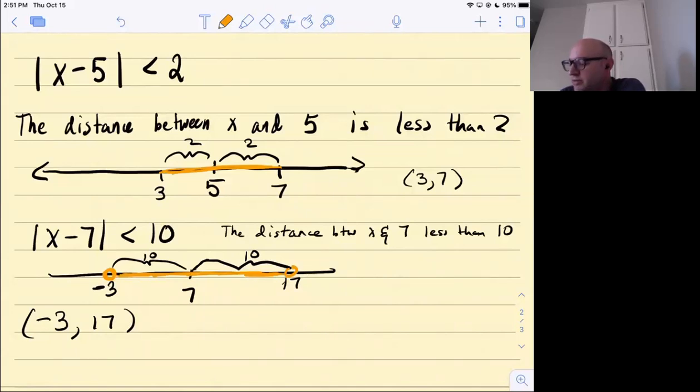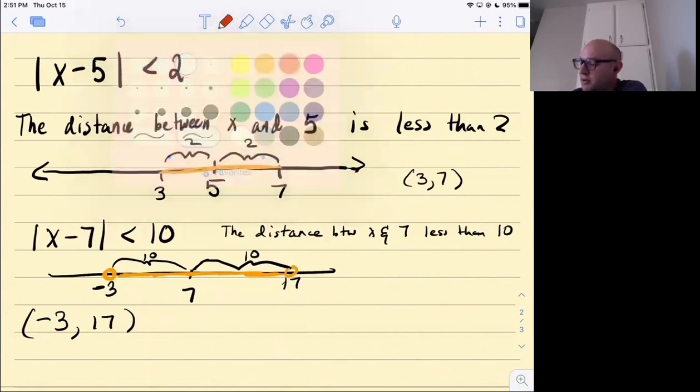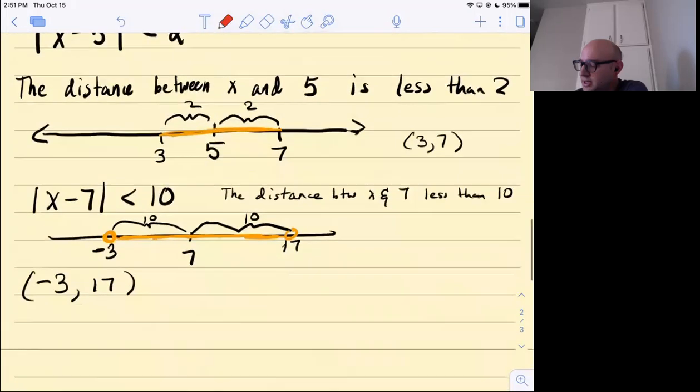Okay, now what if I change this answer? How would it be different if it was the absolute value of x minus 7 is less than or equal to 10? What would the only difference be here?